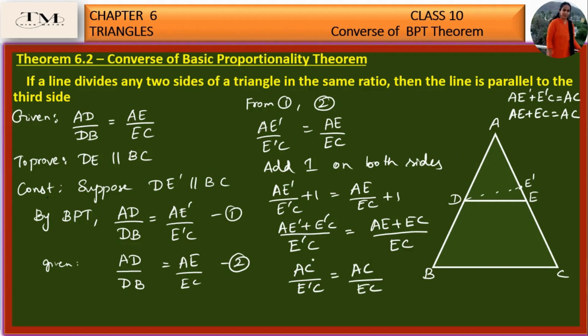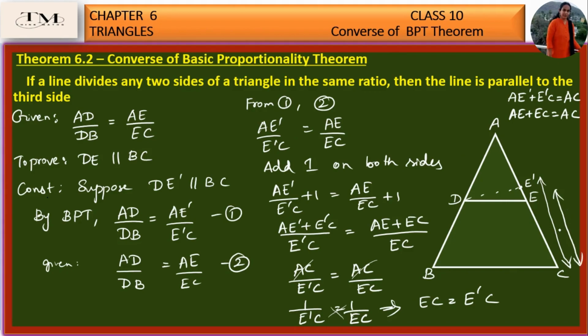So what happens? This AC and this AC get cancelled. So we will get 1 by E dash C equal to 1 by EC. What happens if we cross multiply? EC will be equal to E dash C. So that is, the E dash C length and the EC length are equal.